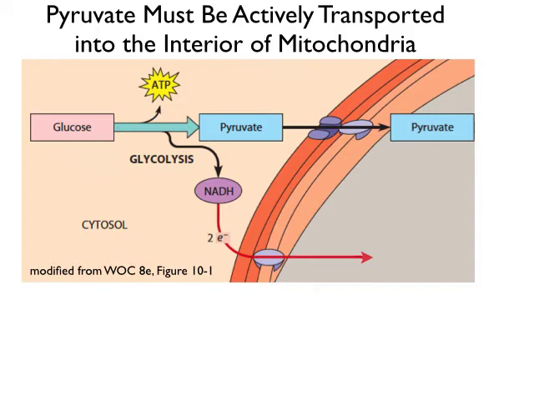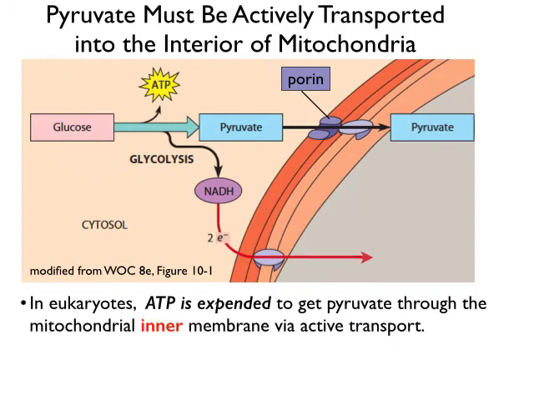Pyruvate is produced via glycolysis in the cytosol, and there is a facilitated transporter in the outer mitochondrial membrane, the dark orange region in this diagram, called a porin. And porins allow pyruvate then to go through the outer mitochondrial membrane. In eukaryotes, however, ATP is actually expended to get pyruvate through the mitochondrial inner membrane. This occurs via active transport. So here again, we're actually using energy to get the pyruvate in, but there's a big payoff as we process the pyruvate and extract all of the energy that we can out of it in the Krebs cycle and ultimately through oxidative phosphorylation.